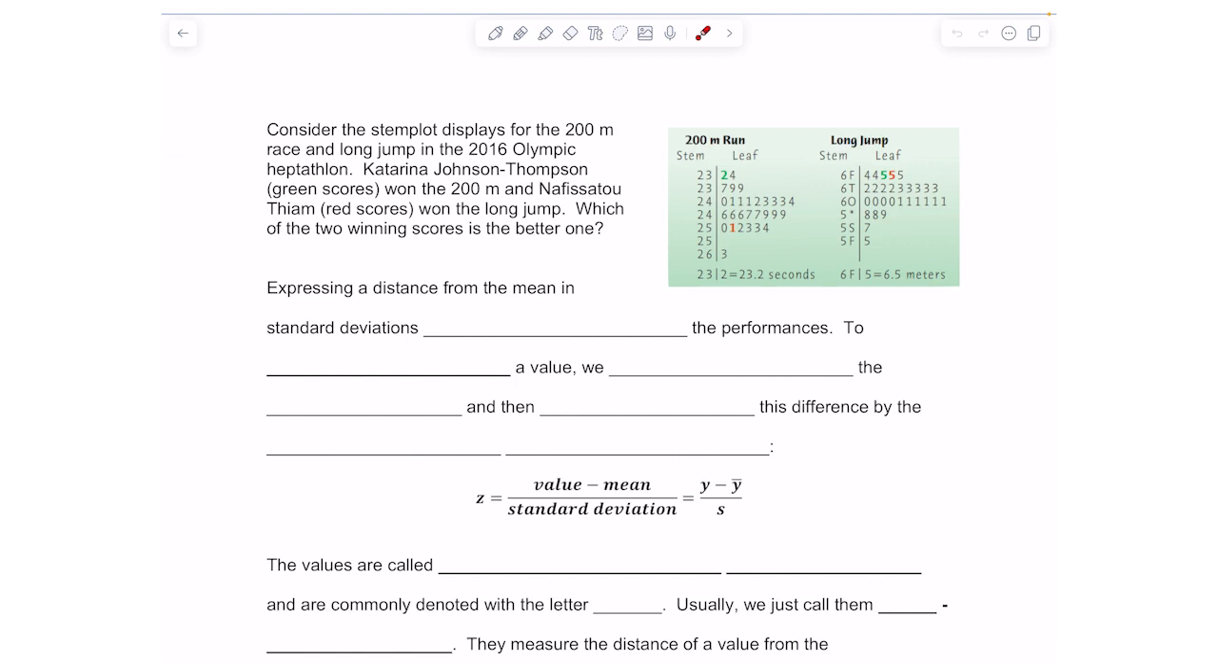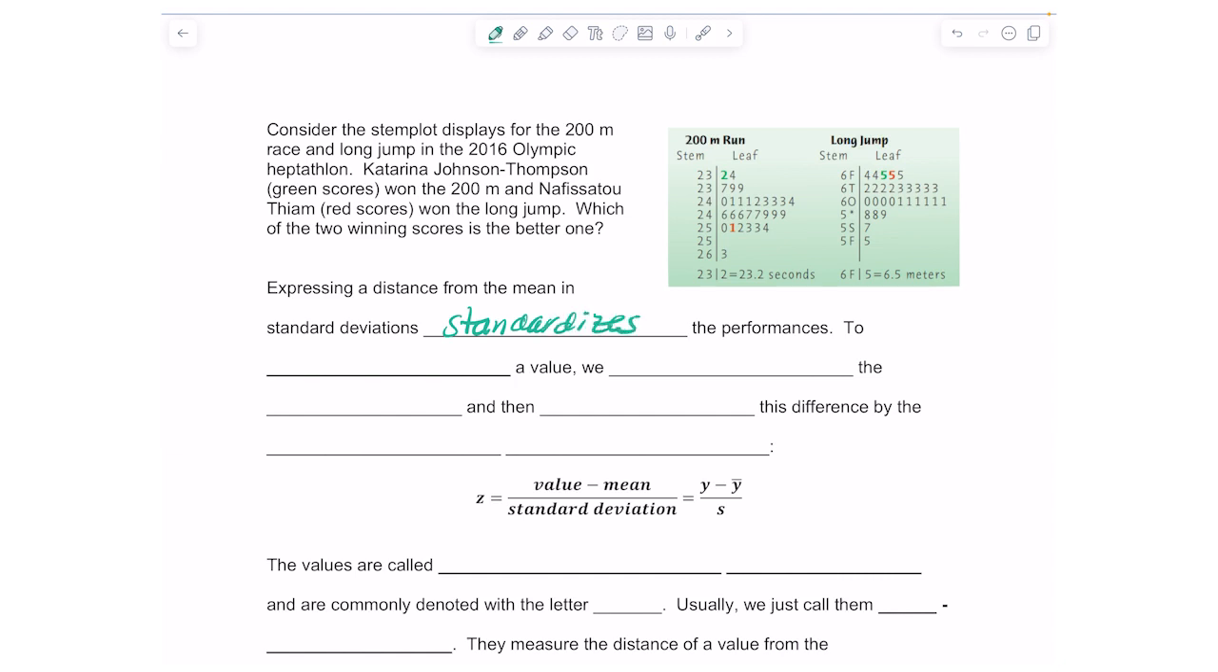If we take a look, it's kind of hard to compare a run and a long jump. A run is calculated in seconds, so time, and a long jump is calculated in meters, which is distance. So how do you compare time versus distance, or seconds versus meters? What we need to do is standardize in order to place those values on the same scale, so to speak. Expressing a distance from the mean in standard deviations standardizes the performances.